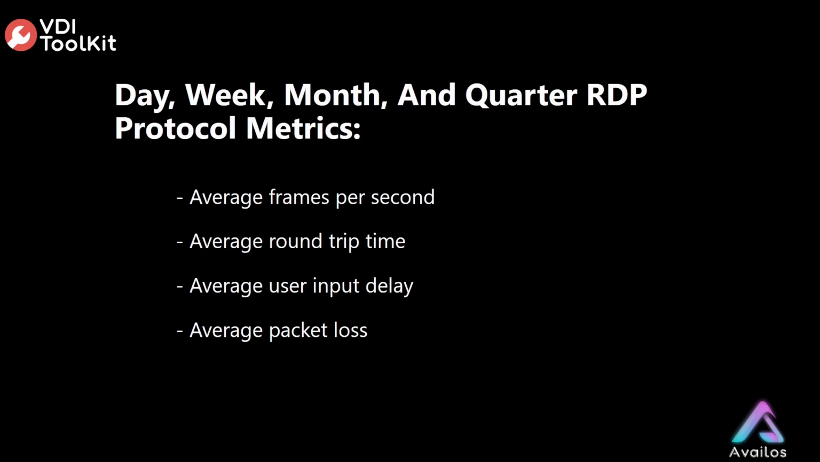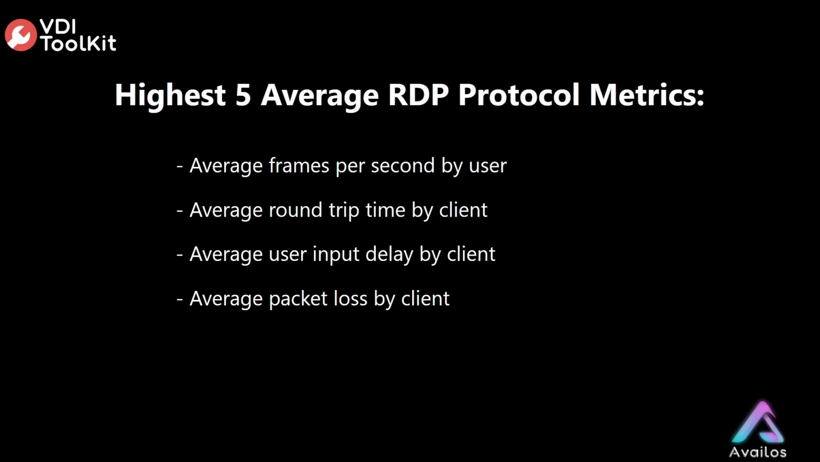Day, week, month, and quarter RDP protocol metrics provide information on average frames per second, average round trip time, average user input delay, and average packet loss during the specified time frame. Highest 5 average RDP protocol metrics provide information on average frames per second by user, average round trip time by client, average user input delay by client, and average packet loss by client. This information helps you identify clients that are performing poorly, possibly due to network issues.